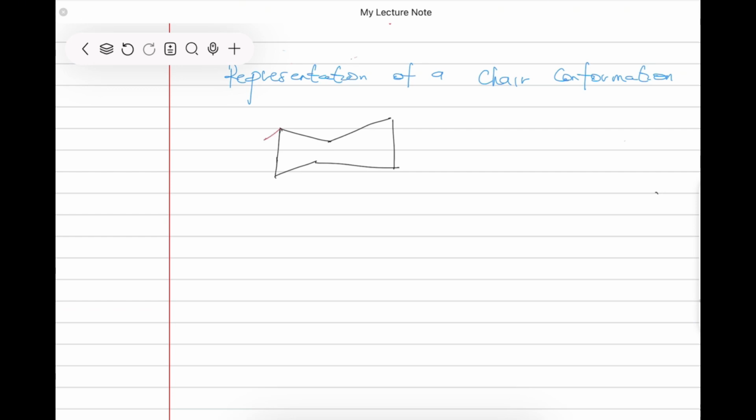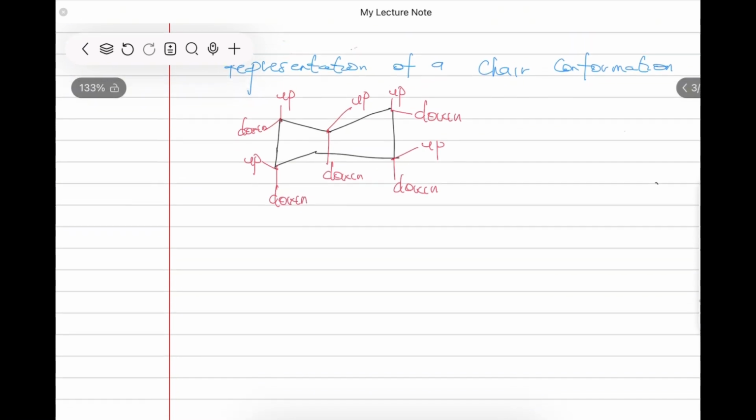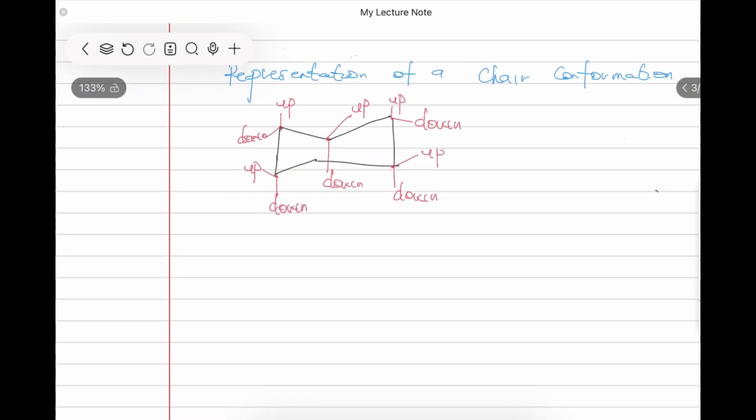We can have down, and at a particular position in the carbon, we can have up, we can also have down. We can have up, we can have down. In a particular position, we can have up, we can also have down. Then on the last carbon, we can have the up position here, we can also have the down position here. So let us go further to represent some examples.